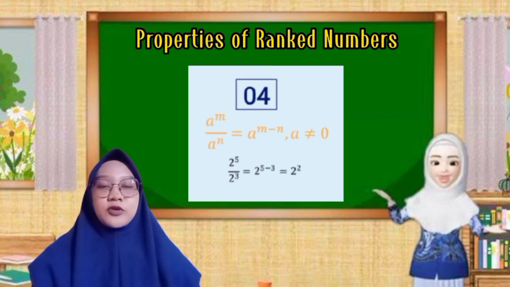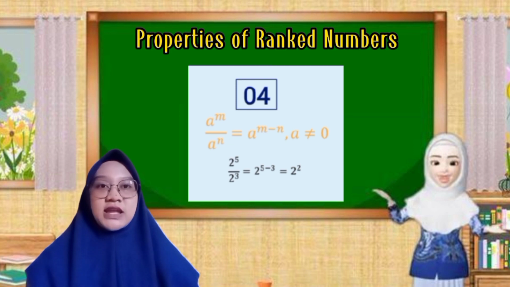The fourth property is a to the m over a to the n. If there is a property like this, then the ranks are subtracted, on condition a not equals 0. For example, 2 to the 5 over 2 to the 3 equals 2 to the 5 minus 3 equals 2 squared.